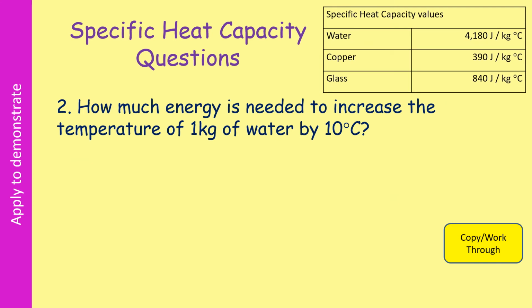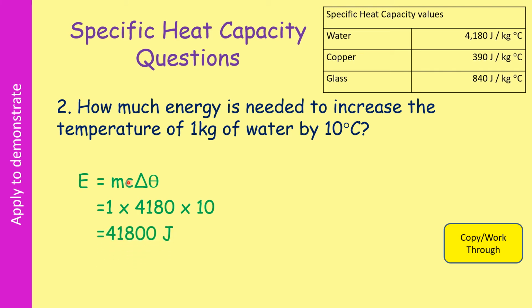Question number 2. This refers to the same table of information. How much energy is needed to increase the temperature of 1 kilogram of water by 10 degrees centigrade? So the first thing we need is to work out what the specific heat capacity of water is. And here it is given to us in the table. Then all we need to do is write down our equation. E equals mc delta theta. Then we can substitute in the figures that we know. So the mass is 1 kilogram. That's given to us in the question.